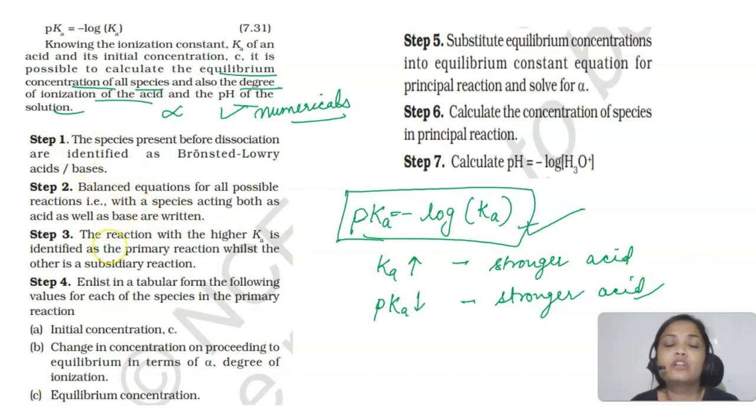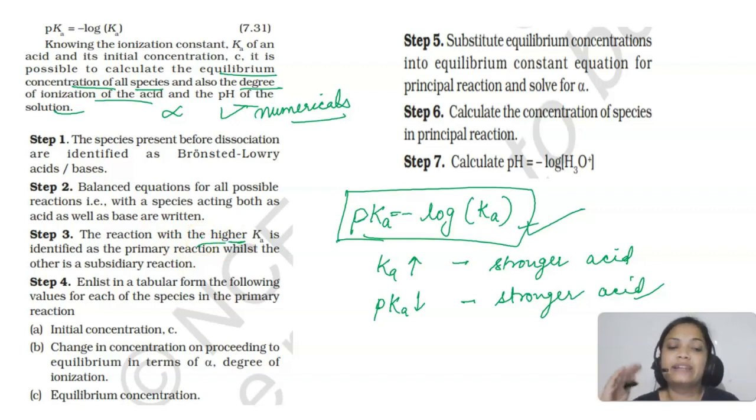These steps will be more clear when we talk about the numericals, but here you can see that the species present before dissociation, we take them as Bronsted Lowry acid or base. We will balance the equations. Balancing is important. The reaction with higher Ka value will be the primary reaction. The other one will be the subsidiary reaction.